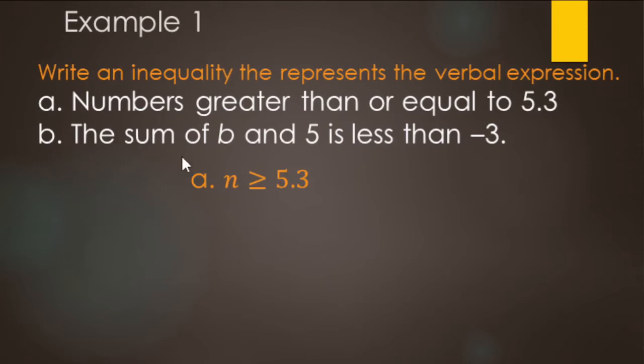Letter B, the sum of B and 5 is less than -3. So sum of B and 5 means B plus 5, right there, sum of B and 5. And then is less than, that symbol right there, and then -3 goes there.